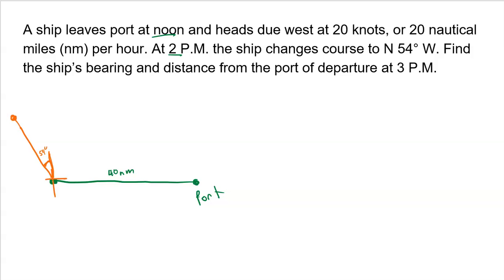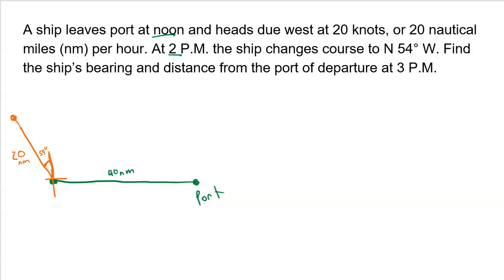And now it's 3 p.m. So that means I traveled for 1 hour, because remember, 2 hours got me 40 nautical miles due west. And then I changed my course to northwest 55 degrees, and I'm going to do that for 1 hour, because from 2 o'clock to 3 o'clock is 1 hour. So that means that would be 20 nautical miles because I was going 20 miles an hour.